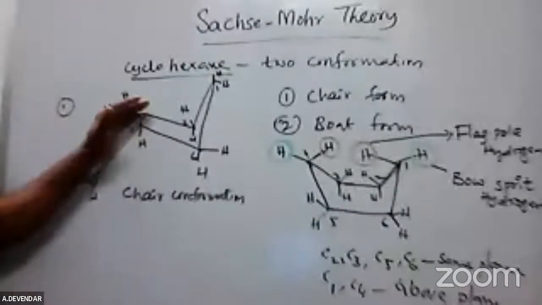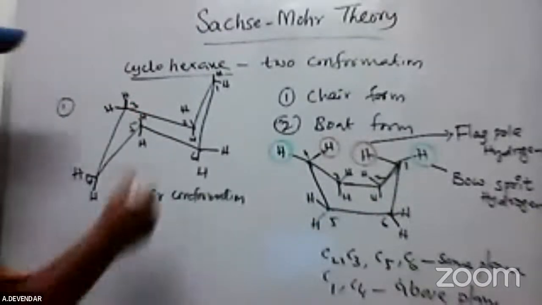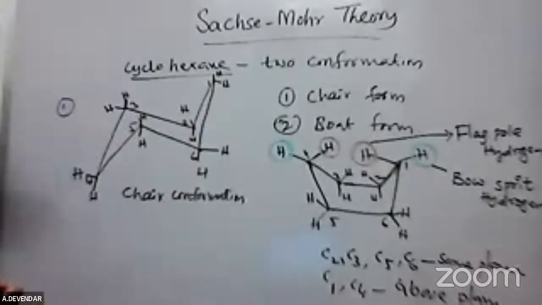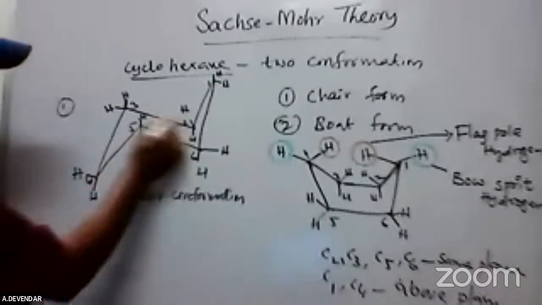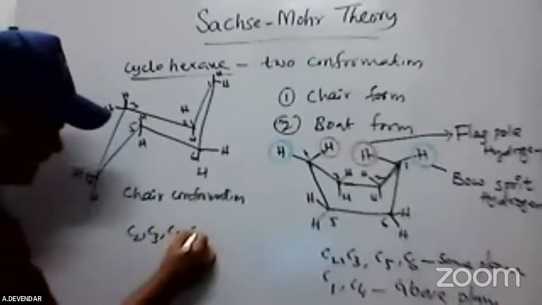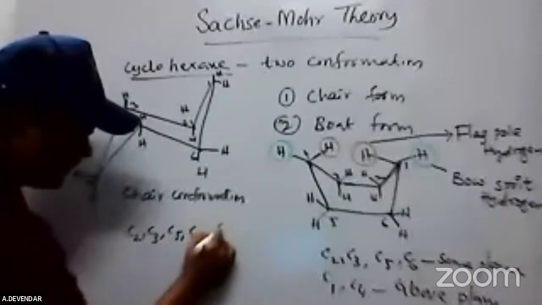Coming to the chair form. Here in the chair form, first carbon, second, and so on, which I have already used. On the same plane are C2, C3, C5, C6. Okay.